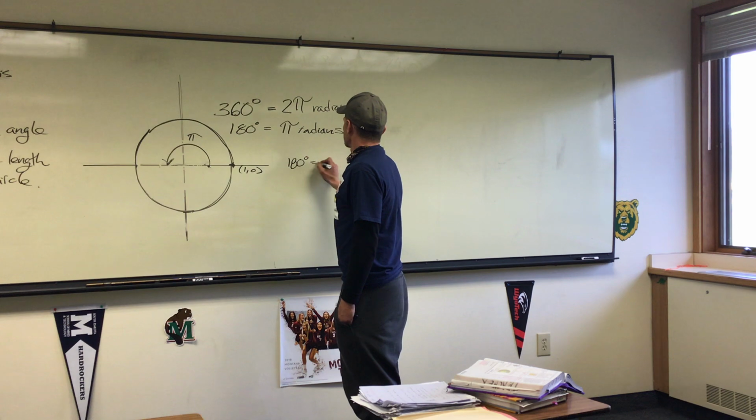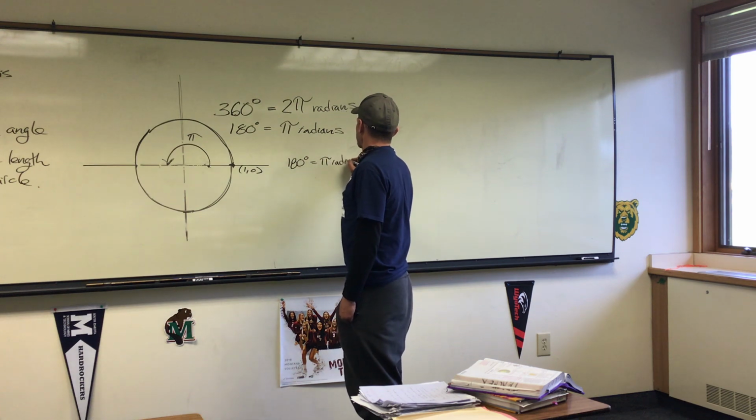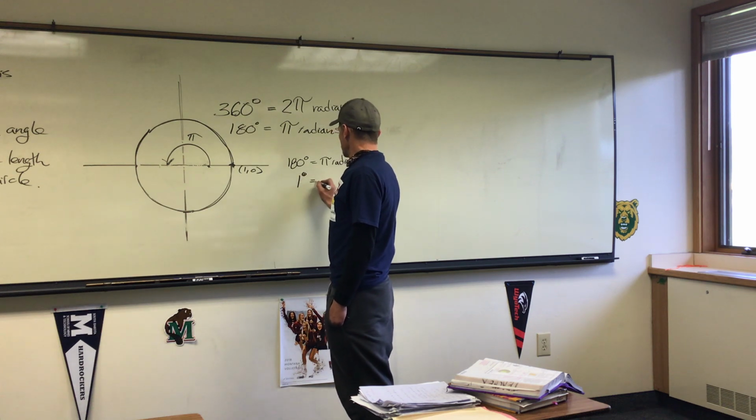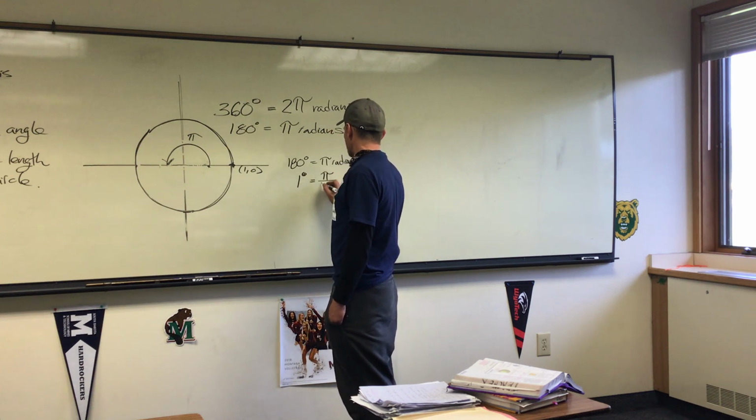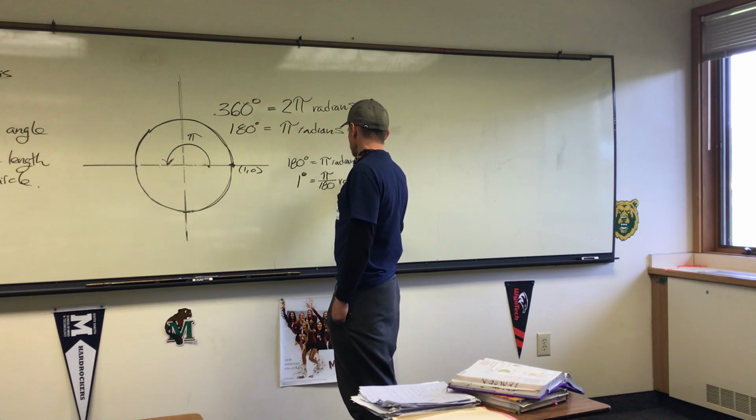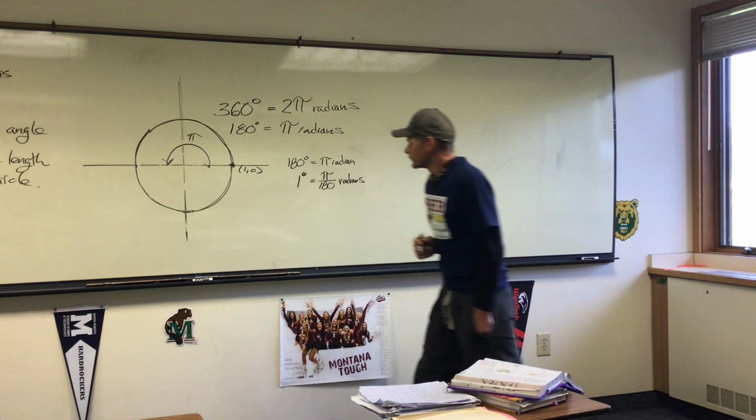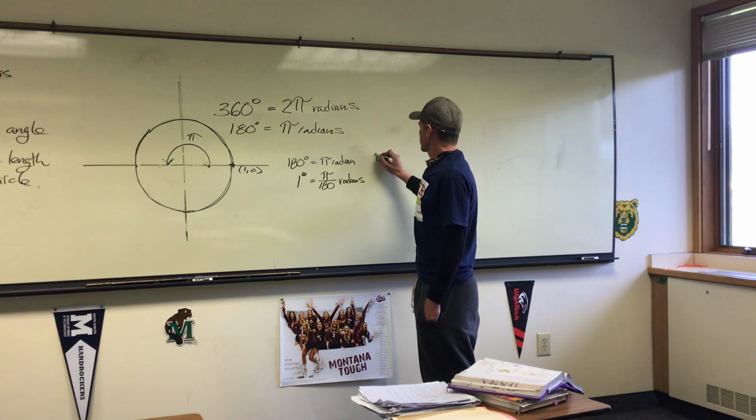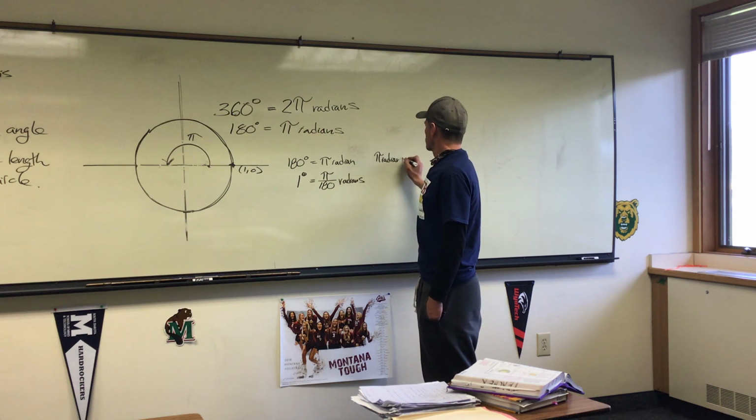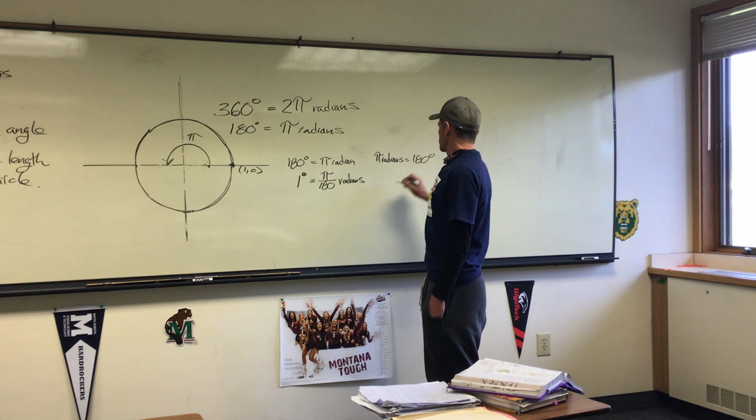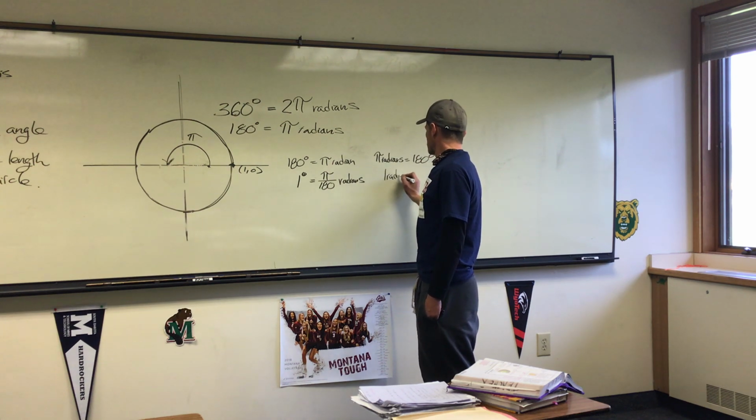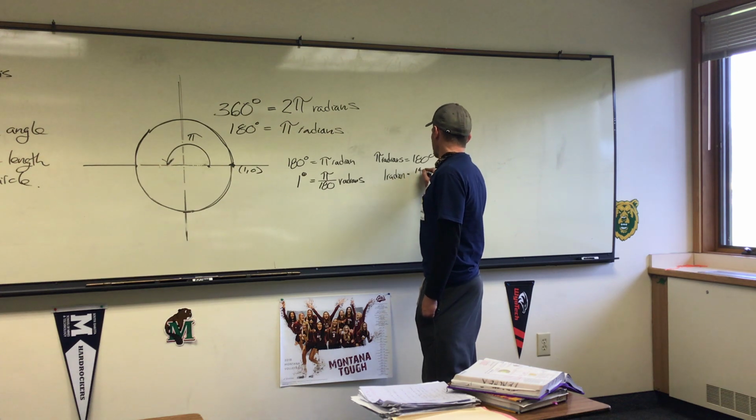180 degrees is equal to pi radians. If I divide each side by 180, I see that 1 degree is equal to pi over 180 radians. If I write it the other way, pi radians is equal to 180 degrees, divide each side by pi, and we have that 1 radian is equal to 180 divided by pi.